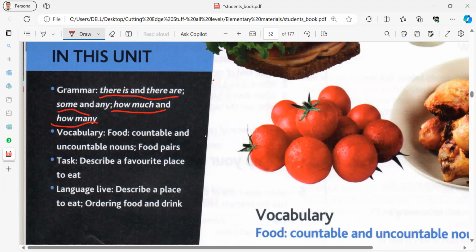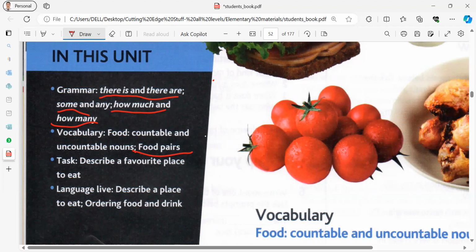For vocabulary, Shabab, you should learn food, countable and uncountable nouns, and food pairs. Food pairs, like food compound words. Okay, so for speaking, describe a favorite place to eat with your family or with your friends. What about you? What's your favorite place to eat?